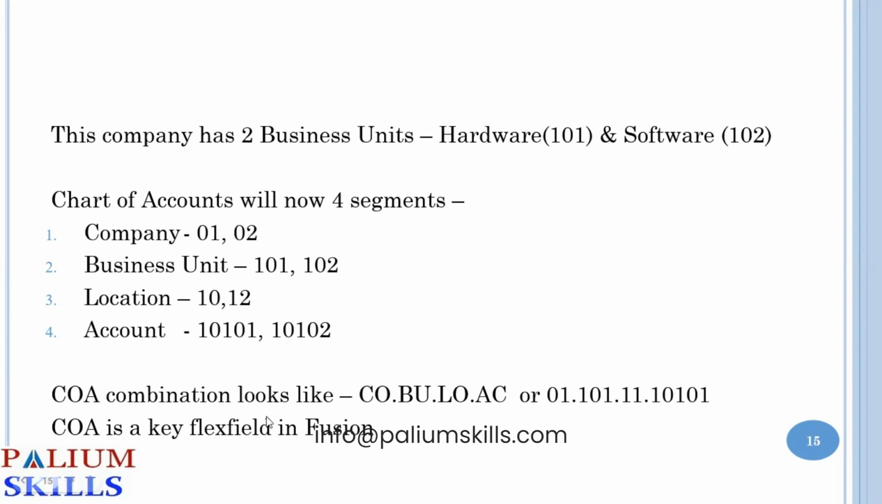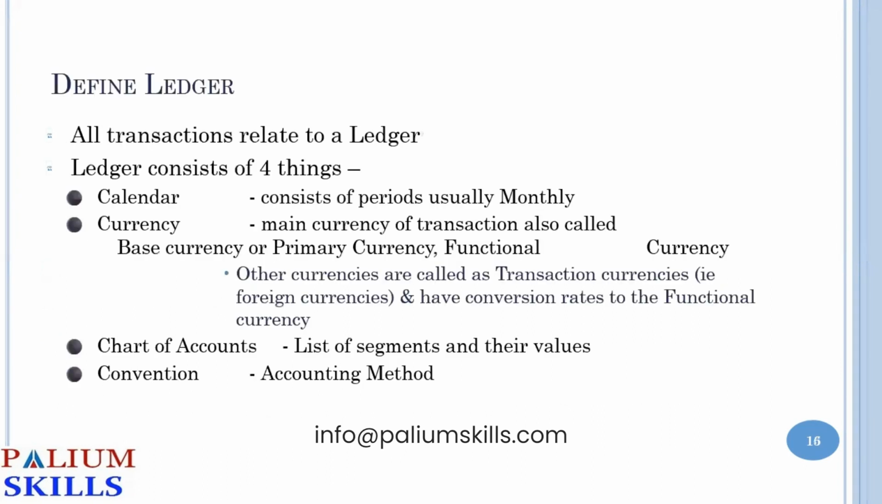So the chart of account combination will look like this. This is the entire account code. It is not individual. Remember this. This entire combination is your one account code. So when you enter in the application, when it goes to GL, this entire combination is one account. Against that, you will have a debit, you will have a credit. So all transactions that we enter in the system relate to a ledger.